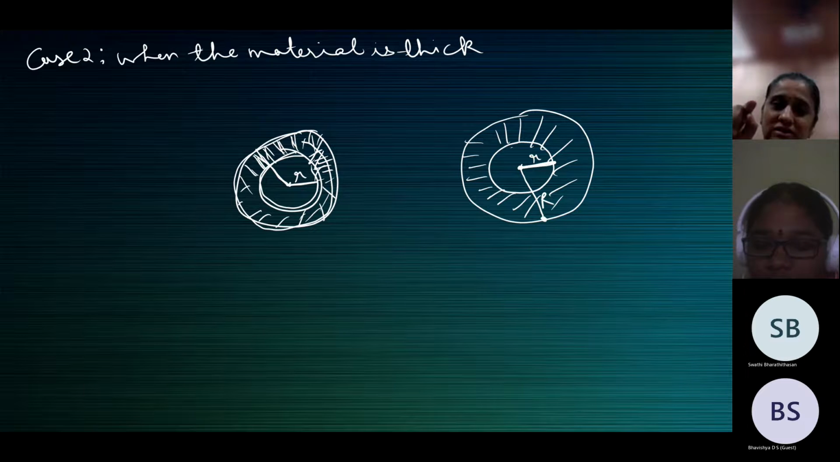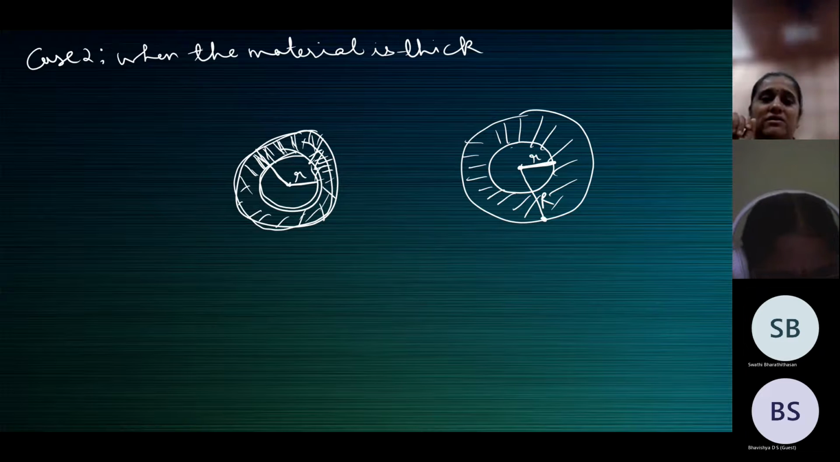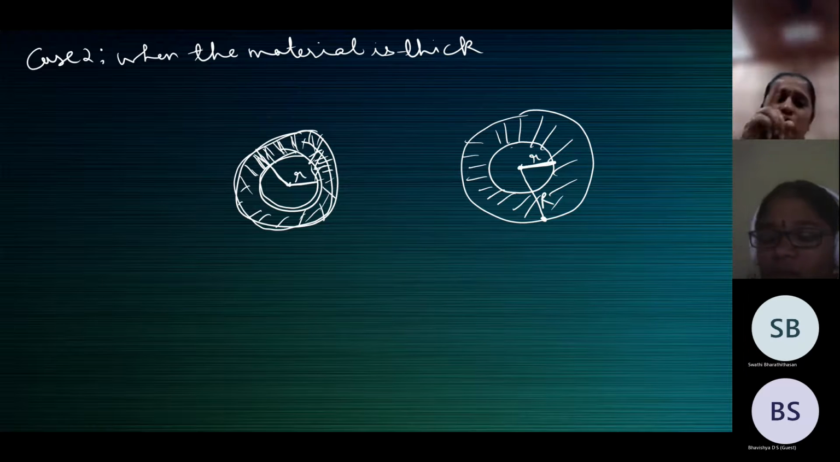Inner radius for the inner circle, smaller r, outer radius for the outer circle, capital R. That's when the material is thick. When the material is thin, there are no two circles, only one radius and one height. When the material is thick, we have inner radius smaller r, outer radius capital R, but only one height, H. Now, there are four surfaces.